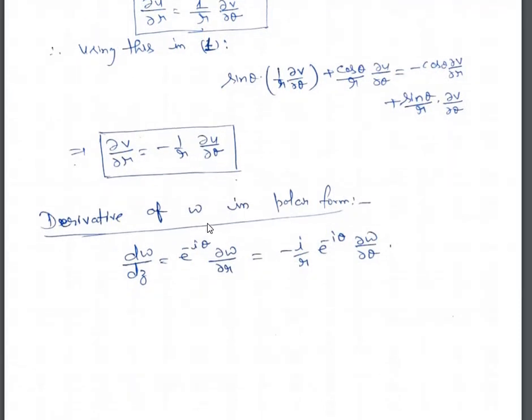Now we can find out derivative of w in polar form also. dw upon dz is equal to e to the power minus i theta del u upon del r, which is equal to minus i upon r e to the power minus i theta del w upon del theta. Okay, this you can verify yourself or otherwise we'll do it later on.